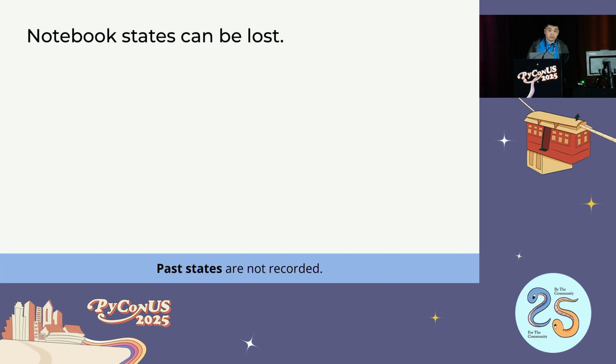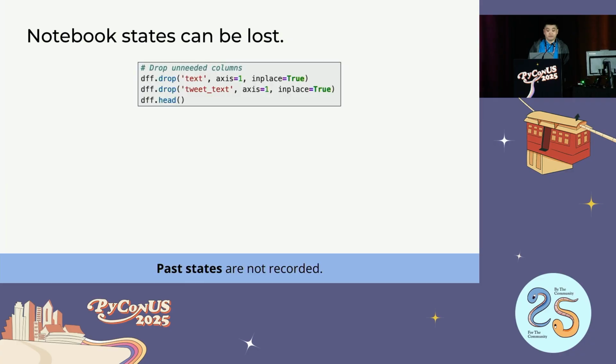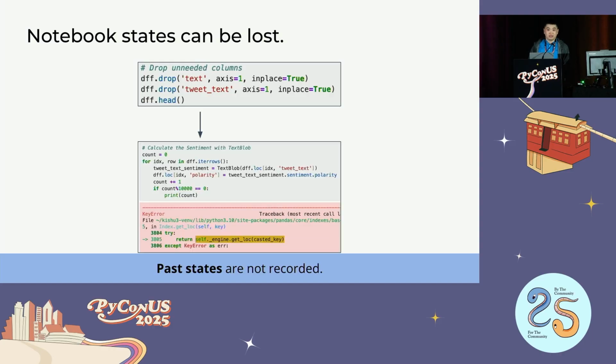And because of similar reasons, a notebook session state also does not record past states. What that means is that if users run a cell that does something irreversible, like dropping data frame columns, which is, by the way, very common in platforms like Kaggle, because notebook sessions on those platforms have very, very limited memory space. So if the user does something like this, and then later on realizes that they actually needed those data frame columns, then they cannot undo that cell execution to undrop the data frame columns.